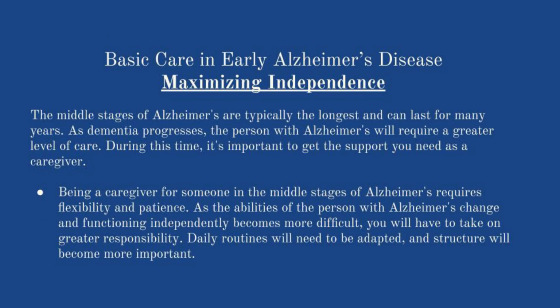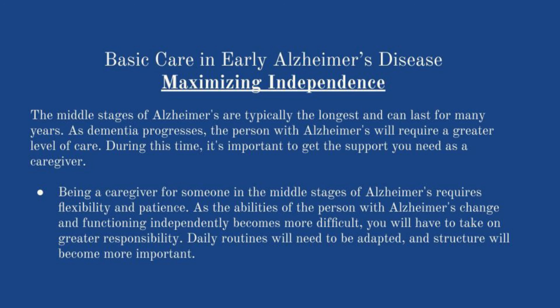Now, how can we maximize independence in the moderate Alzheimer's stage? The middle stages of Alzheimer's are typically the longest, and they can last for many years. And as dementia progresses, the person with Alzheimer's will require a greater level of care. During this time, it's important to get the support you need as a caregiver.